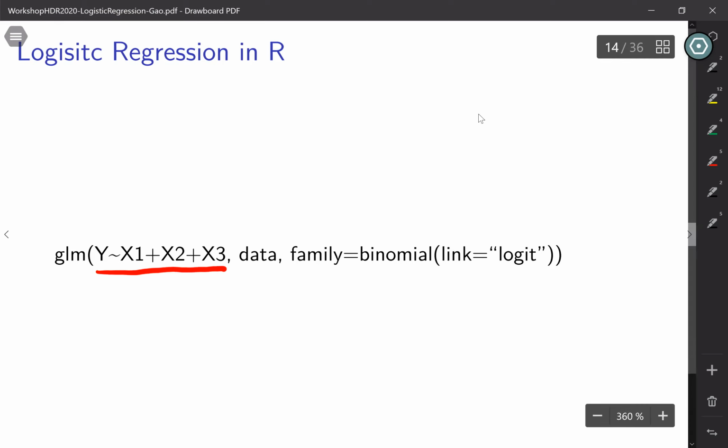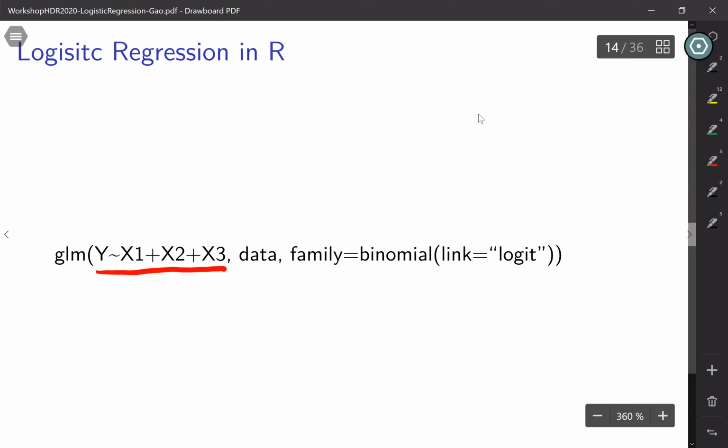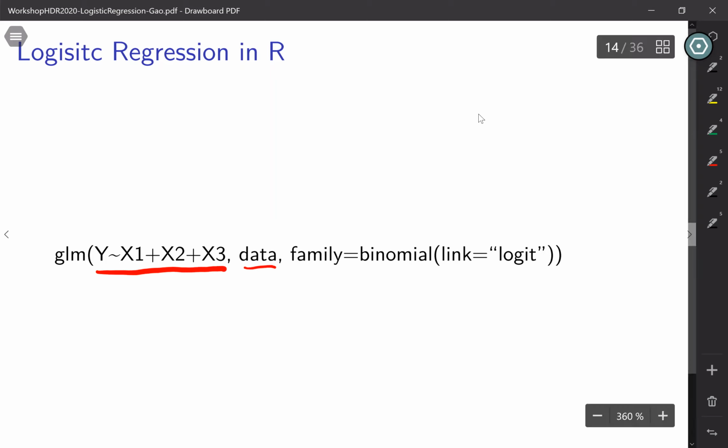So this is a more common format. You have multiple predictors, and the first part is a formula syntax to specify the model. Then you have to tell R your data, where these variables are from. So your data name here, you need to specify your data. And then this thing is very important: family equals binomial, link is logit.